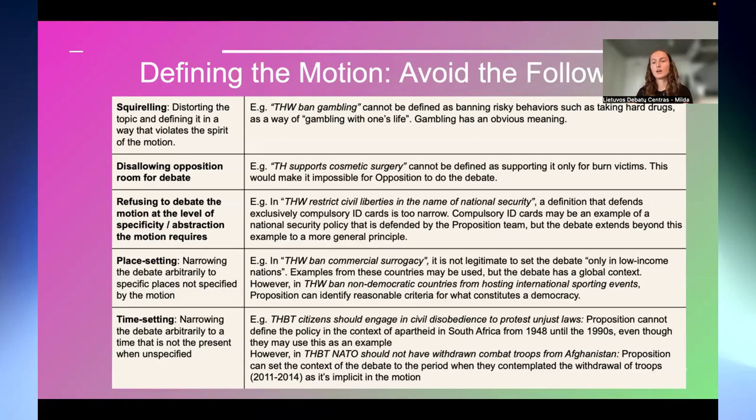So try to not make the debate easy for yourself. Go with what the debate is actually about, and just try to do your best that you can, even if the topic seems very hard.